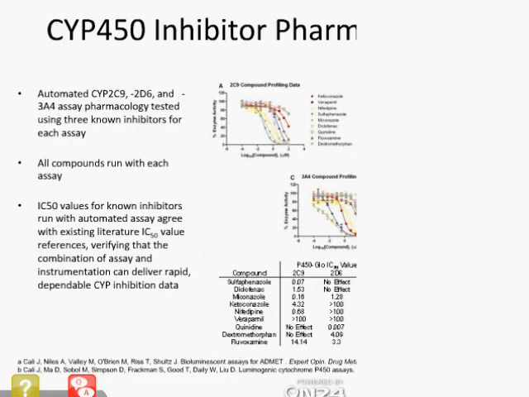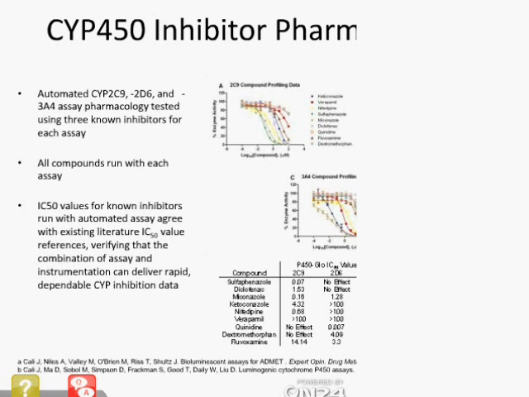After a successful validation test, we then went on to perform the compound profiling. 9 compounds in total made up the profiling panel and were run with each of the 3 assays. The graphs above show the inhibition curves that were generated for all the compounds tested with each assay. And then below on the left, IC50 values that were determined from the curves for the known inhibitors of each of the 3 isoforms are listed.